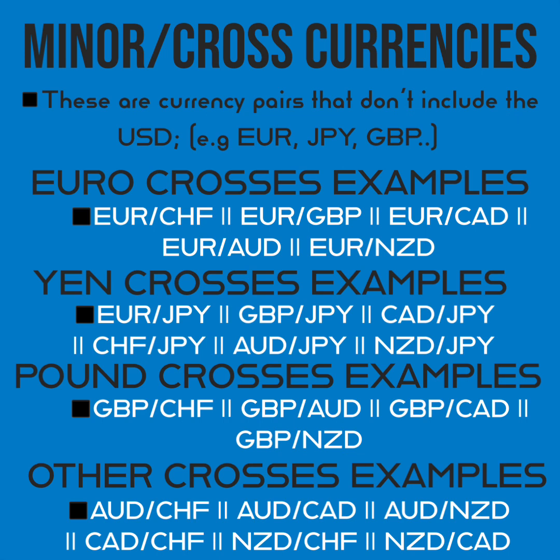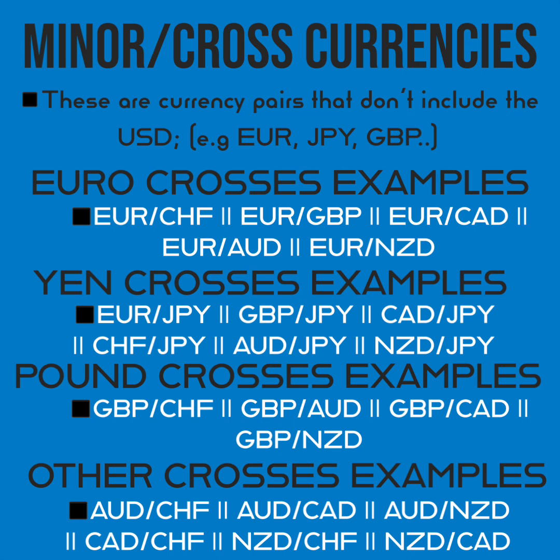Now, examples of euro crosses are euro and Swiss franc, euro and British pound, euro and Canadian dollar, euro and Australian dollar, euro and New Zealand dollar. The next one is the yen crosses, and the most popular yen crosses, examples of yen crosses are the euro JPY, the British pound JPY, CAD and Japanese yen, Swiss franc and Japanese yen, Australian dollar and Japanese yen, New Zealand dollar and Japanese yen.